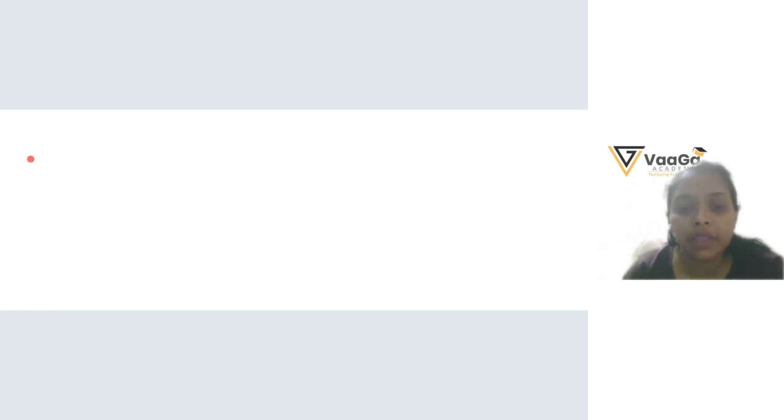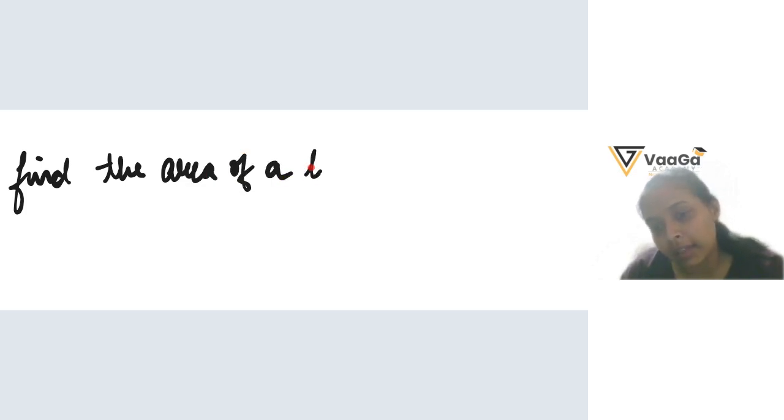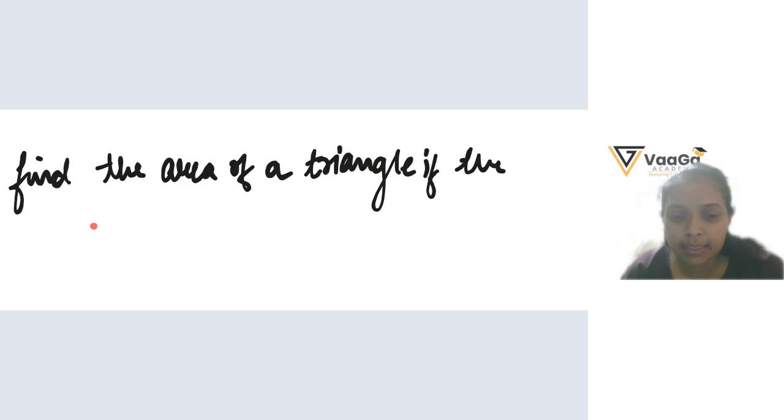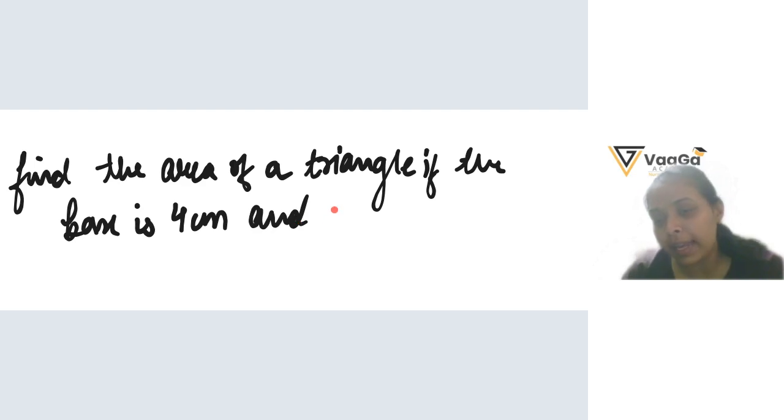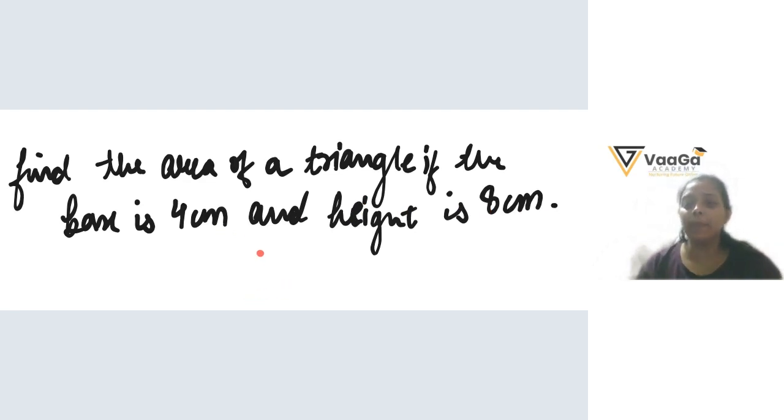Okay. So we are given with the base. Find the area of a triangle if the base is 4 centimeters and height is 8 centimeters. So what is the formula to calculate the area?